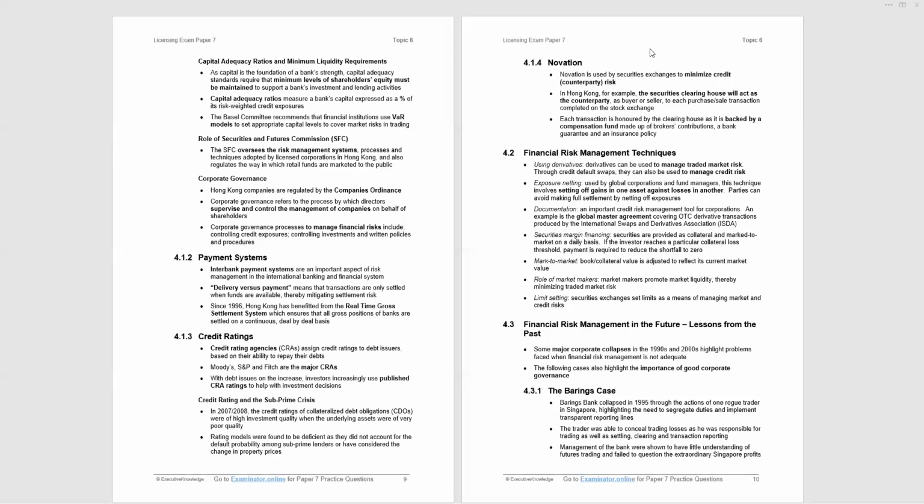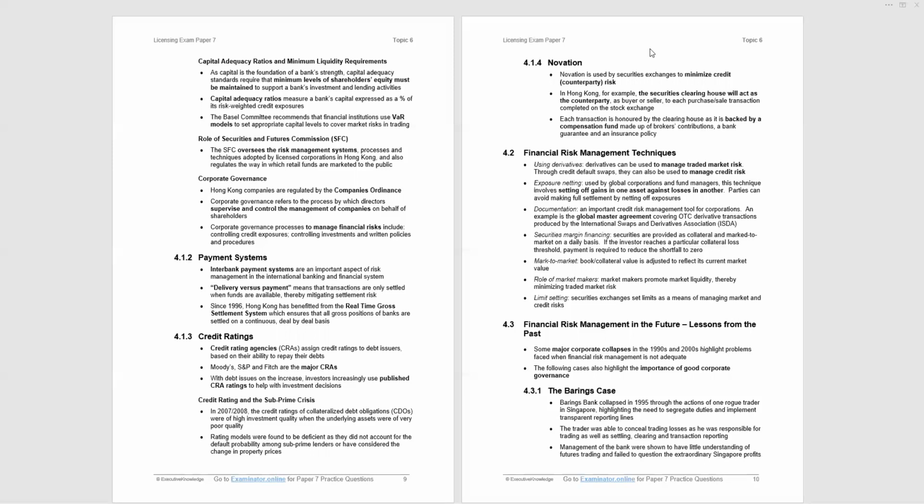Moving on to payment systems, this is the interbank payment systems, and they are considered an important aspect of risk management. We have delivery versus payment, and that means that transactions are only settled when funds are available, which seems sensible, thereby mitigating settlement risk.